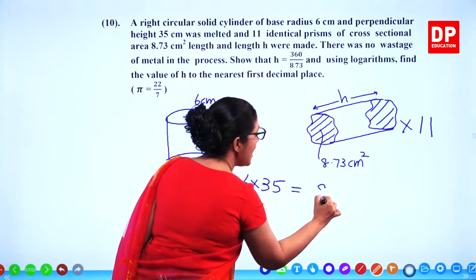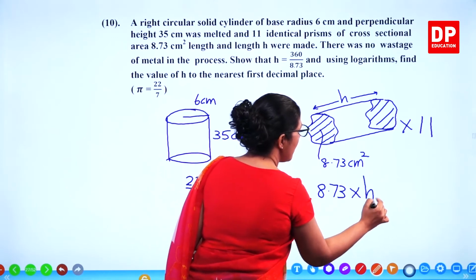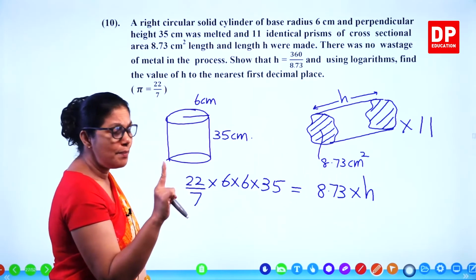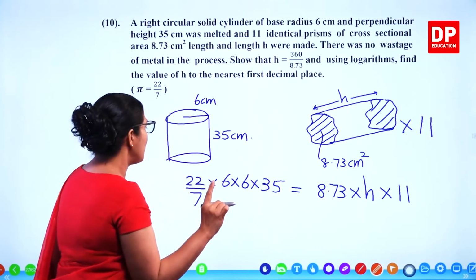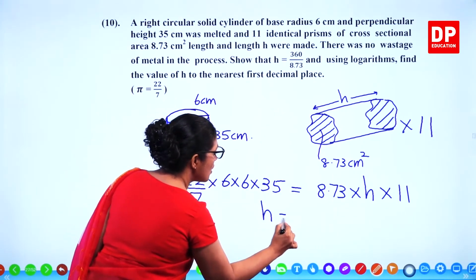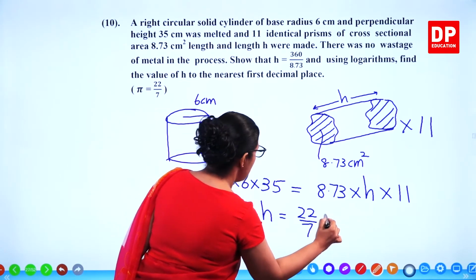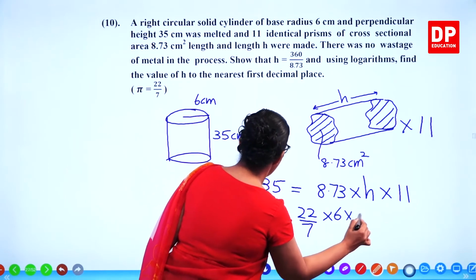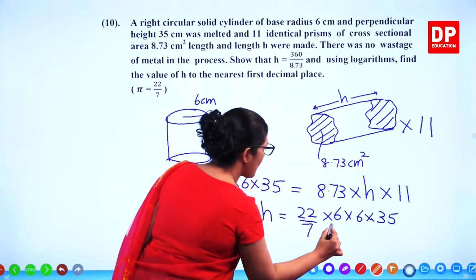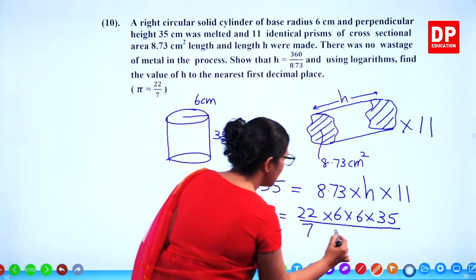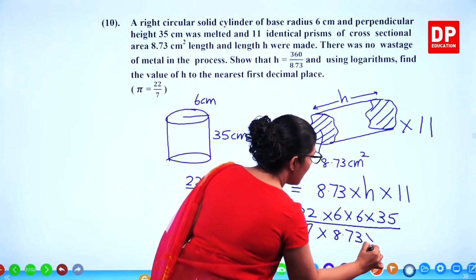Cross-sectional area is 8.73 into H. That's volume of one prism into 11. Now we can find H. What is H? H is equal to 22 over 7 into 6 into 6 into 35, divided by 8.73 and 11.